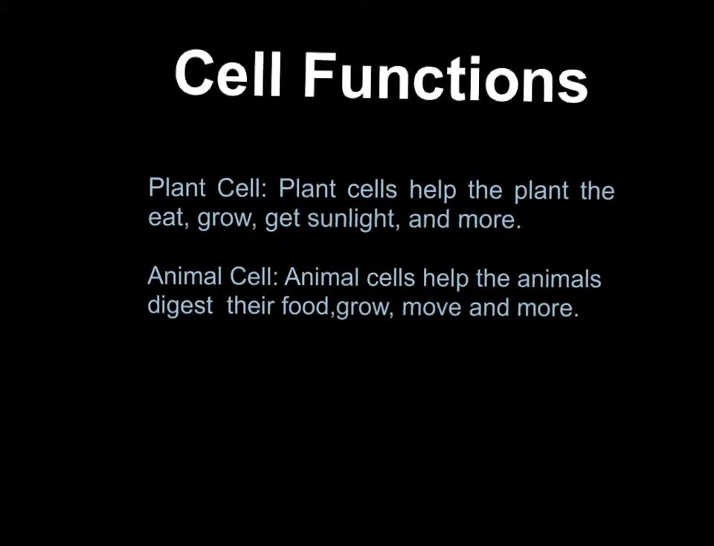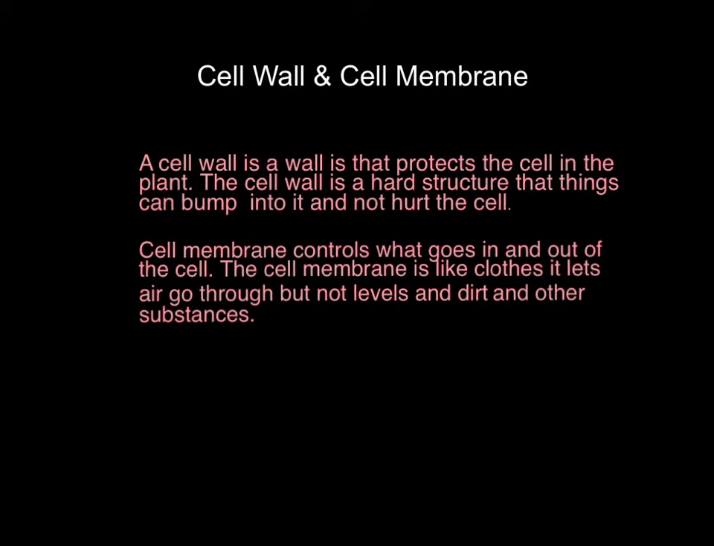A plant cell helps the plant to eat, grow, get sunlight, and other things. Animal cells help the animal to digest their food, grow, move, and more. A cell wall protects a cell in a plant. The cell wall is a hard structure that things can bump into and not hurt the cell.